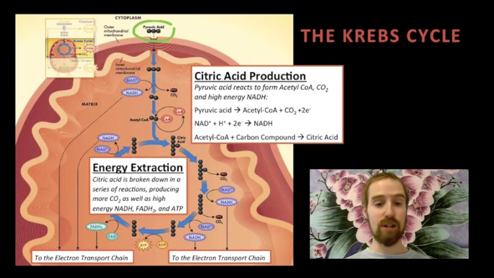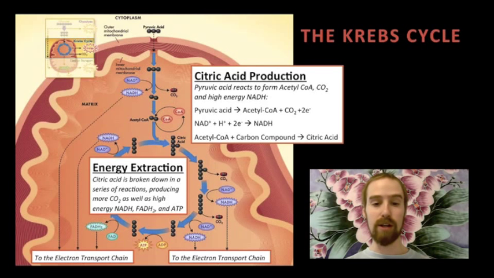The pyruvic acid produced during glycolysis diffuses through porins in the outer membrane and into the matrix of the mitochondria. Before entering the Krebs cycle, each molecule of pyruvic acid reacts to form a 2-carbon molecule called acetyl-CoA, and a molecule of carbon dioxide as well. This process also produces a few molecules of NADH, which carry high-energy electrons to the electron transport chain.